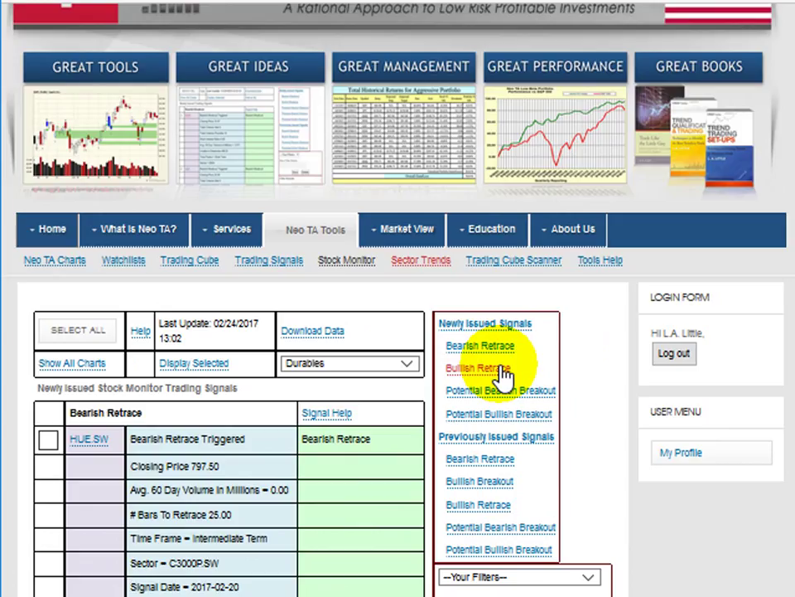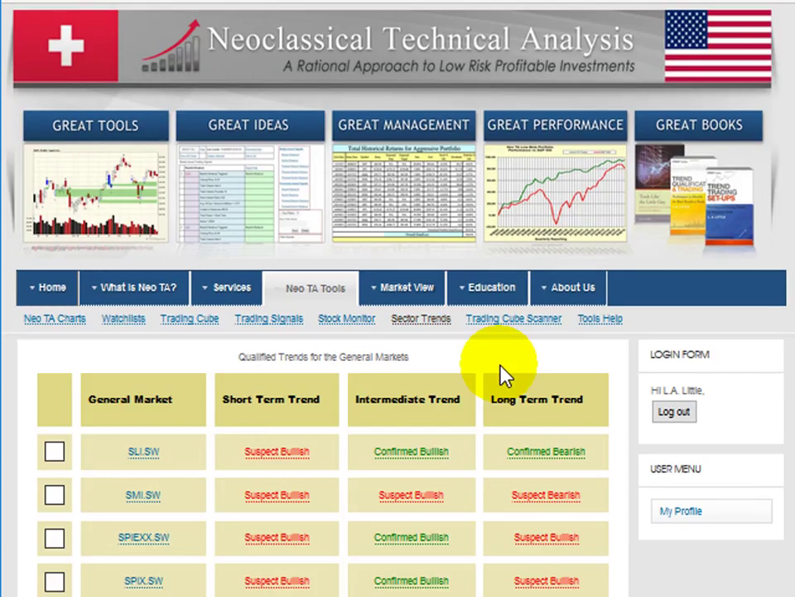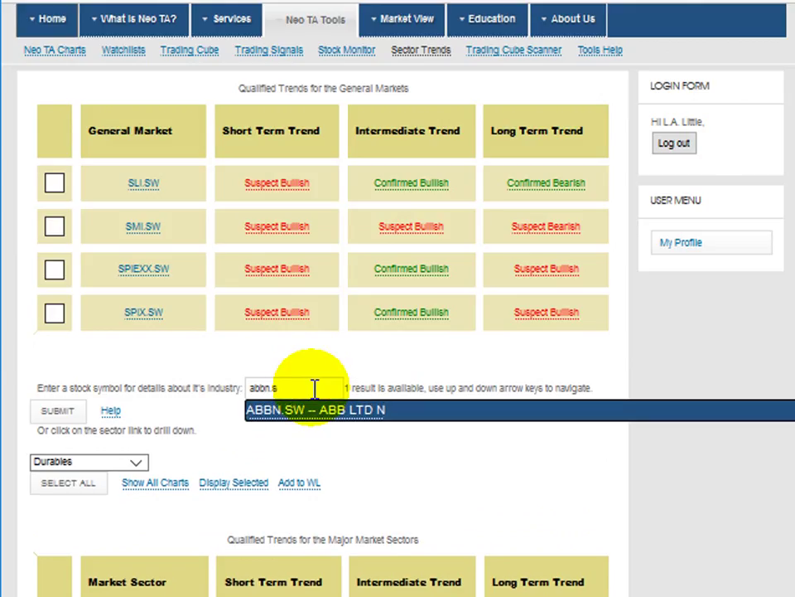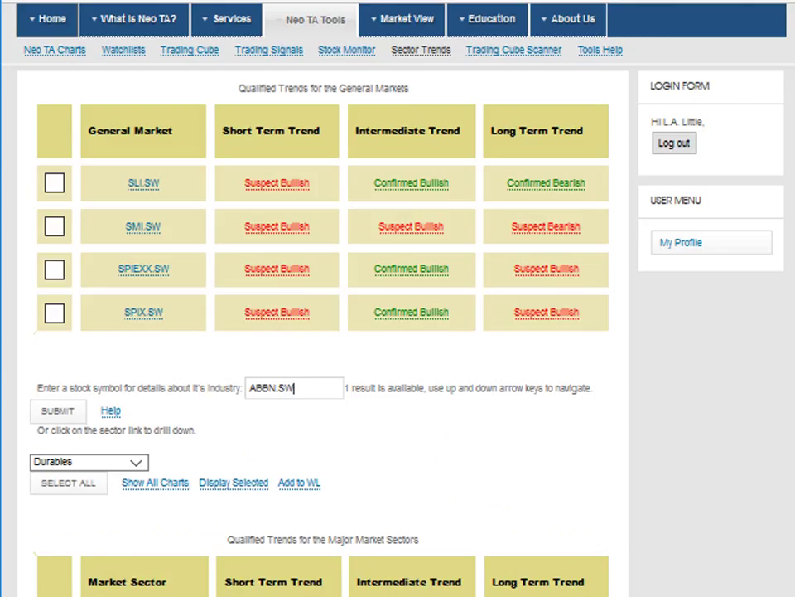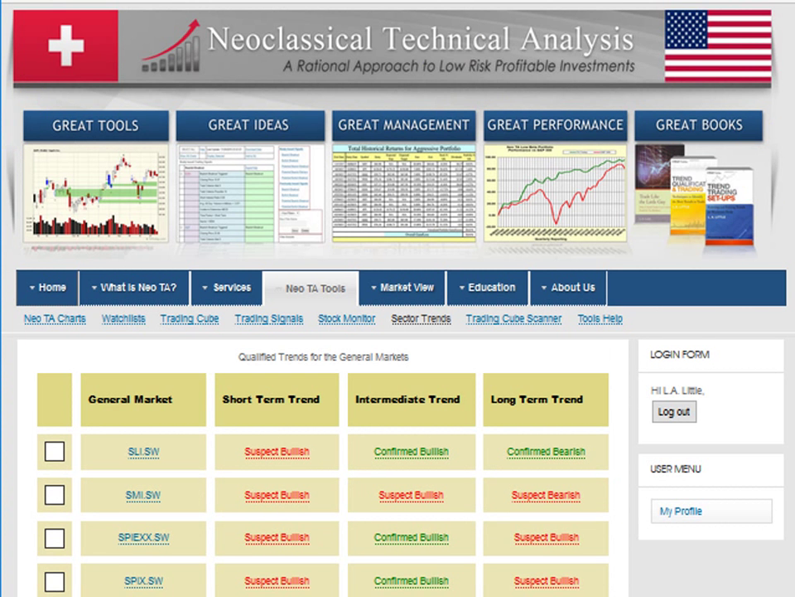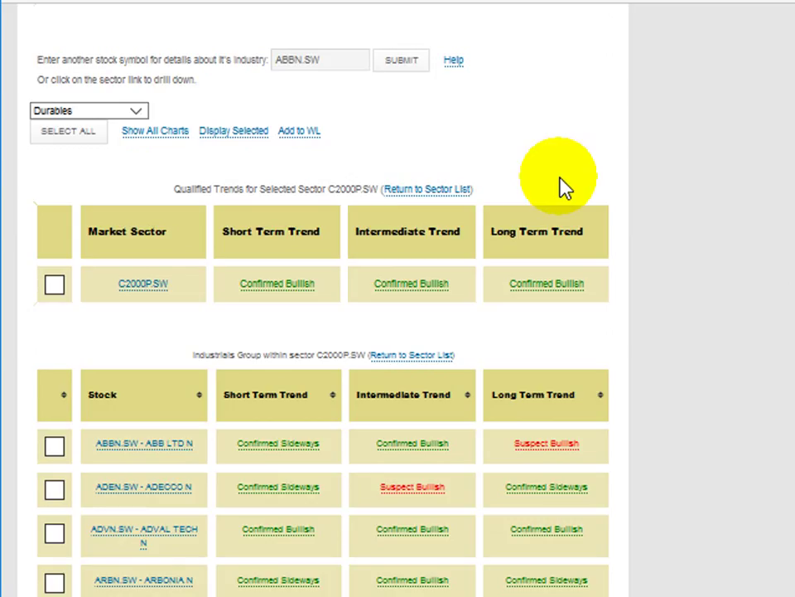Now, sector trends, a little bit different. The next two here that we're looking at are really kind of things that you can use to find other things. So if I put, for example, I can drill down, I can go to ABBN.SW, I can click on it, and what it will do is it will pull up that sector. Once it draws, it will pull up that sector that the stock is in. And so in this case, it's in the industrial sector.